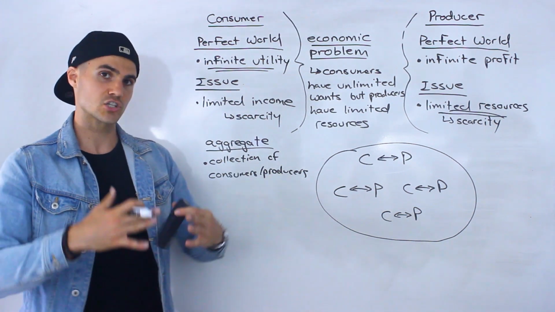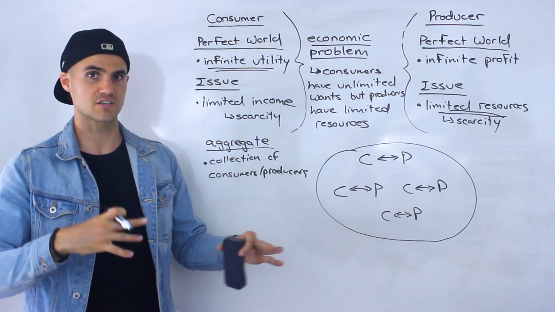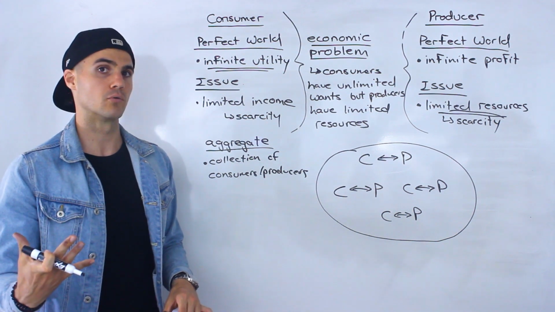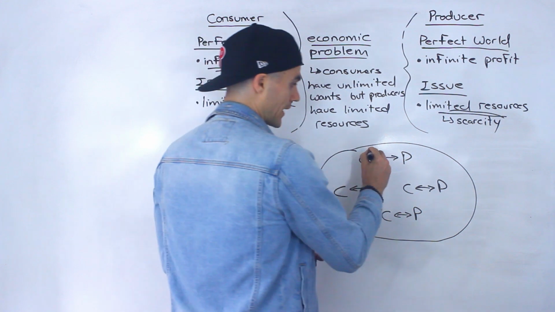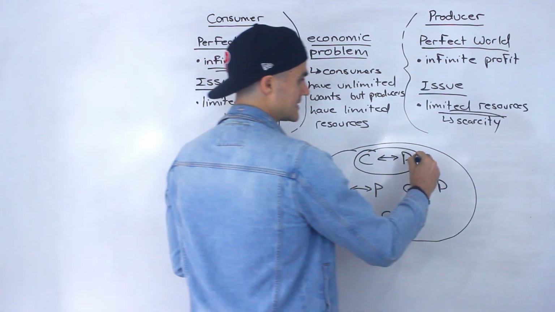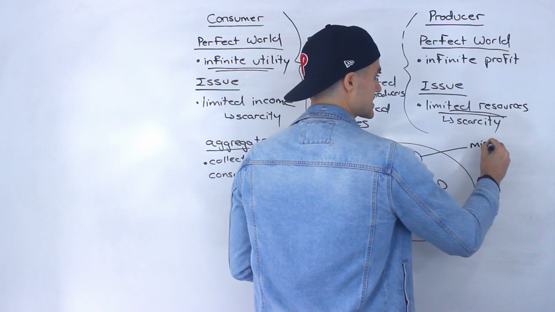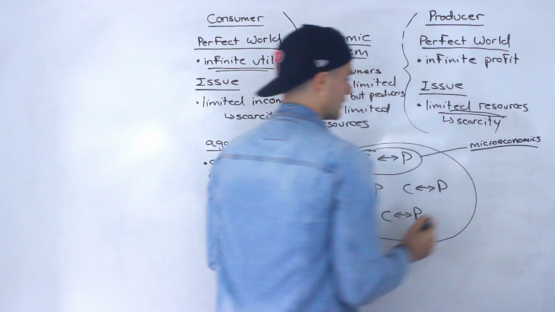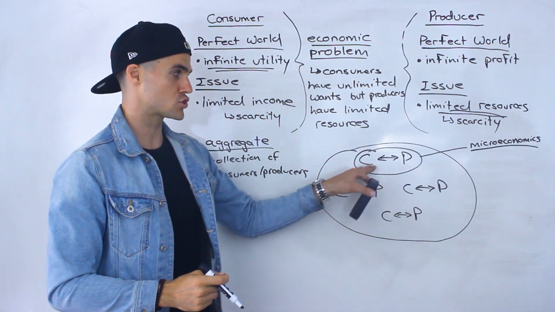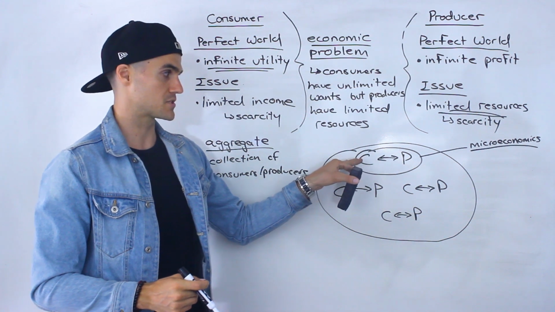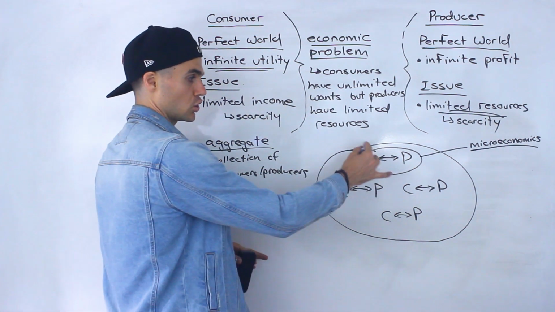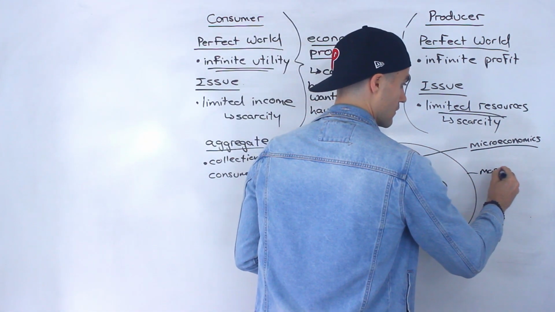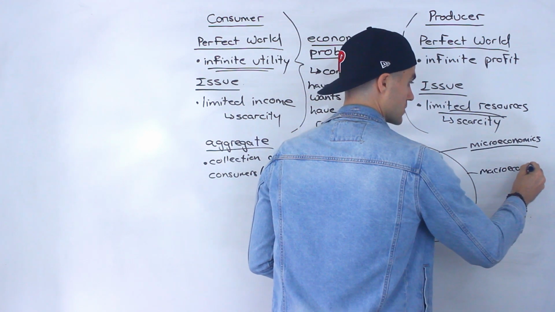Now in economics, there's actually two branches of study. There's microeconomics, which is what this course is going to be based on, and there's also macroeconomics. And so microeconomics, what it does is it studies or looks at these individual consumer and producer relationships, while macroeconomics looks at the aggregate or the collection of these relationships.